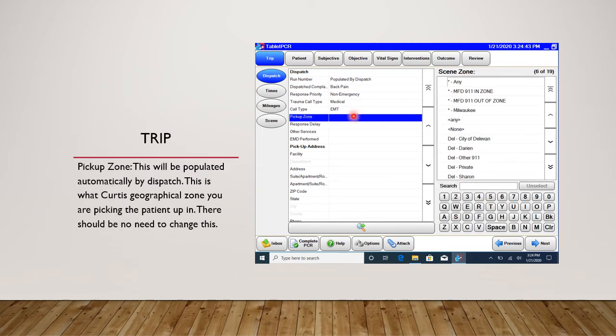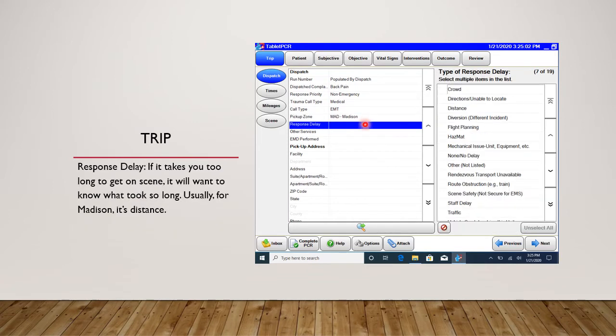Pickup zone, this is going to be populated by dispatch as well. Ours is usually Madison. Response delay, if there is a delay, why there was a delay. I think in Madison, it's over an hour. For us, it's mainly distance. If it doesn't ask for you to do this, then you don't need to fill it out.